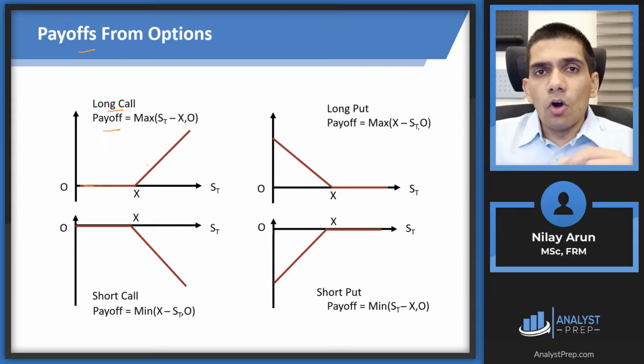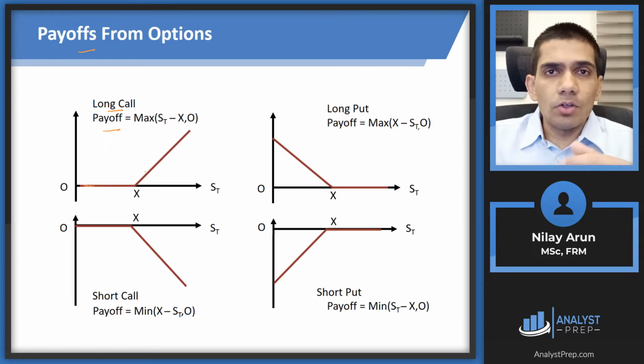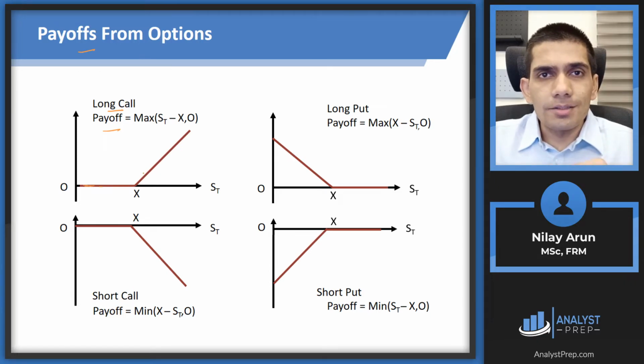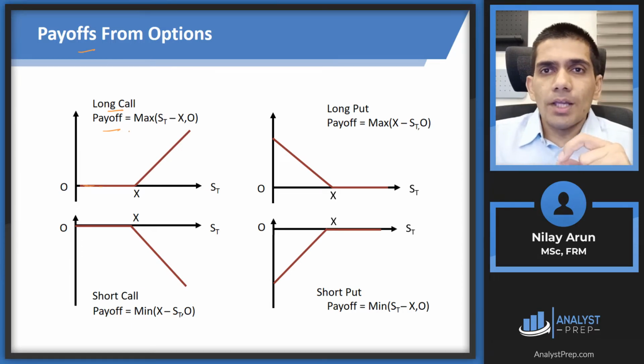Why? Because long call means you have the right to purchase the asset or purchase the underlying. Now, when will I exercise that right? Let's say I have the right to purchase a particular stock at $100. Now, if the market price goes to 120, then that right is very valuable because something which is trading at 120 in the market, I will be able to buy that for $100, which means I make $20 on that particular position. So that's the reason why the formula comes to max of ST minus X and 0.